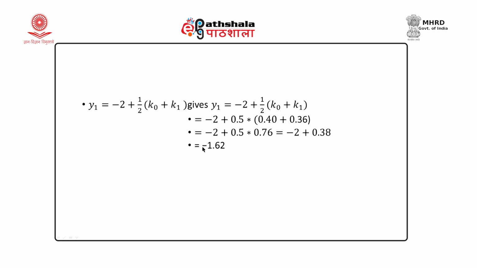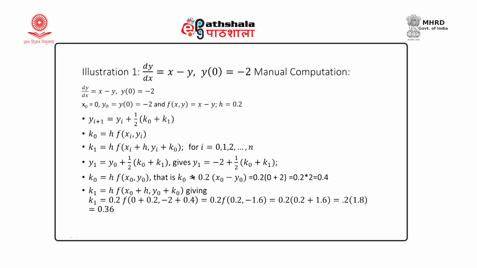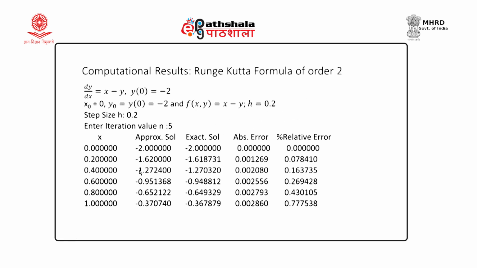Now, once you get y_1, we can again substitute in this formula. Like i was 0 when we got y_1 as y_0 plus half of (k_0 plus k_1), next time i will become 1. So, y_2 will be y_1 plus half of (k_0 plus k_1). Now, new k_0 and k_1 have to be calculated. k_0 will become h f(x_1, y_1) instead of x_0, y_0, and k_1 will become h f(x_1 plus h, y_1 plus k_0). This is how we will get y at x_2, and this will go on.